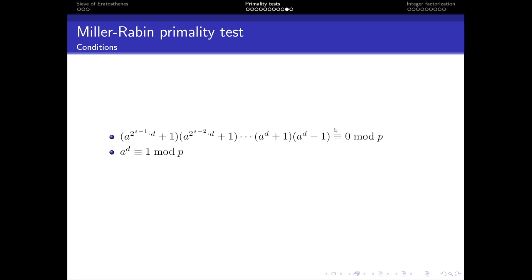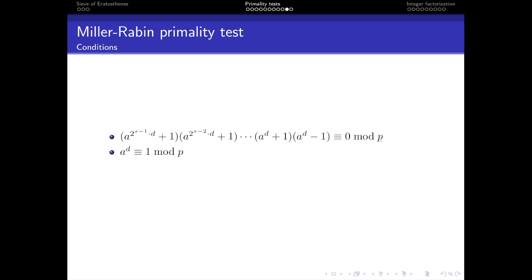So firstly, either a to the d is 1 modulo p, which means that this factor right here is a multiple of p, because if you know the zero product property, that means that at least one of these factors has to be 0, so that we get a 0 mod p result here.